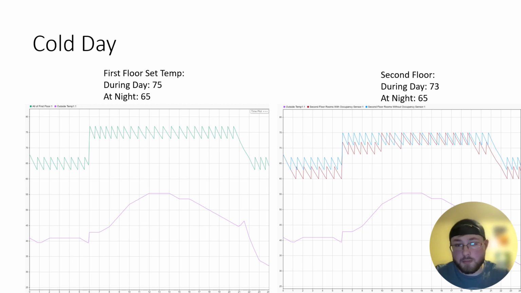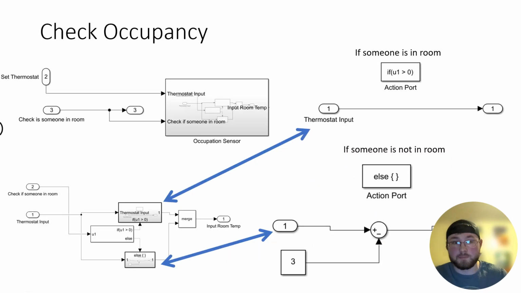Now, this is what an example simulation looks like on a relatively cold day. The first floor's temperature is set to a slightly higher temp, as the people will be on this floor more often. I will go into more detail on these graphs later.